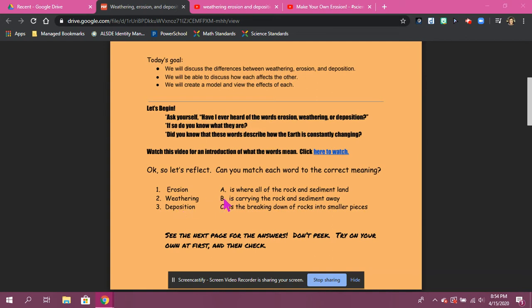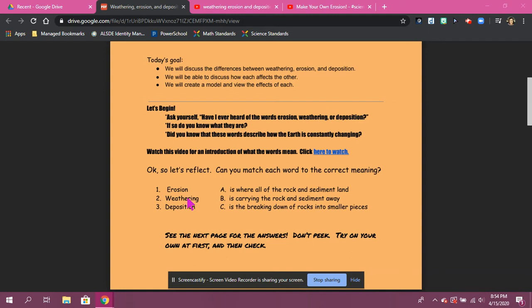Okay, let's look at letter B. Carrying the rock and sediment away. Which word, erosion or weathering, is carrying the rock and sediment away? Erosion. Erosion is carrying the rock and sediment away. So number one is B.